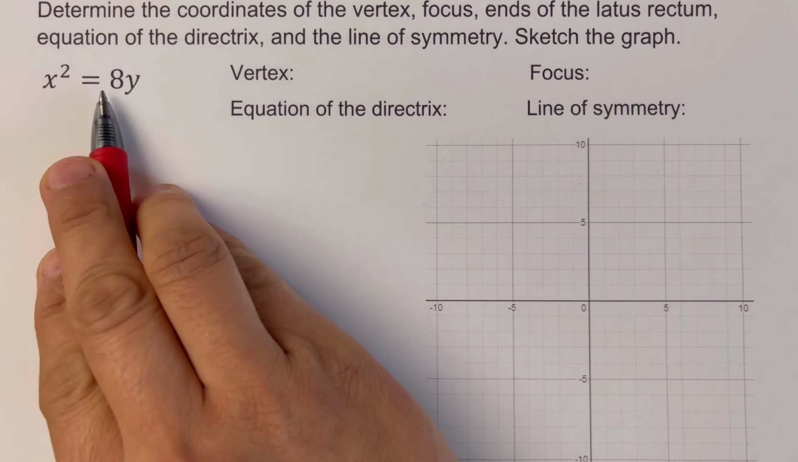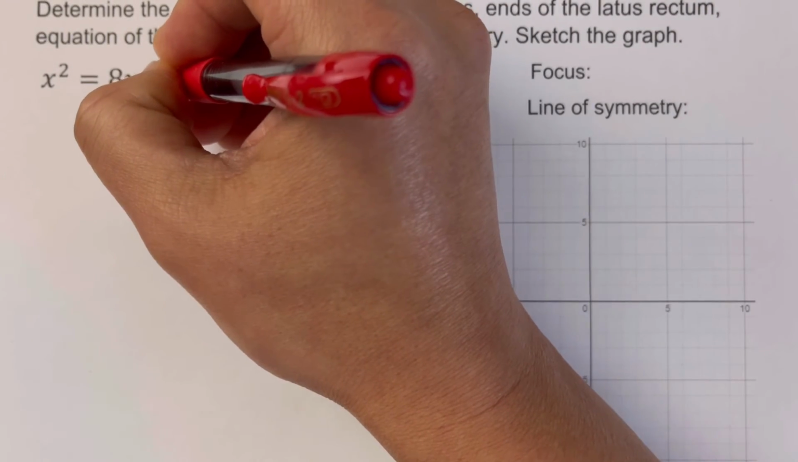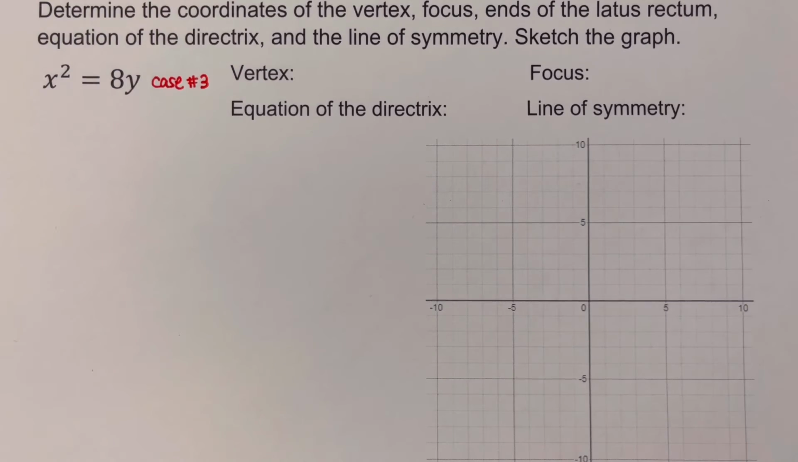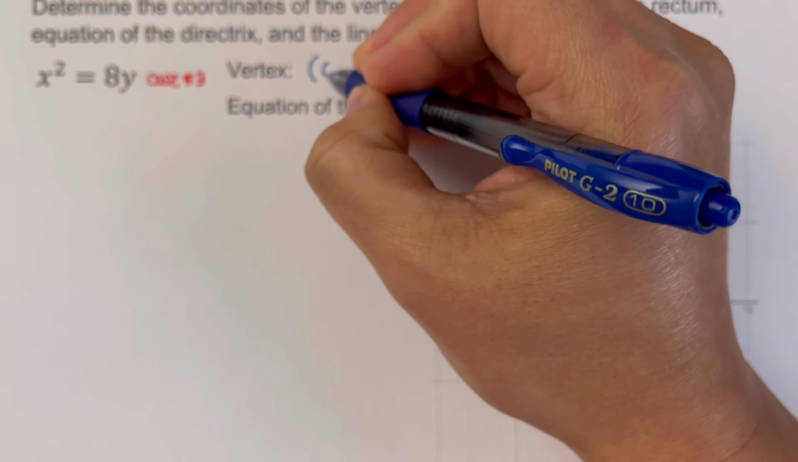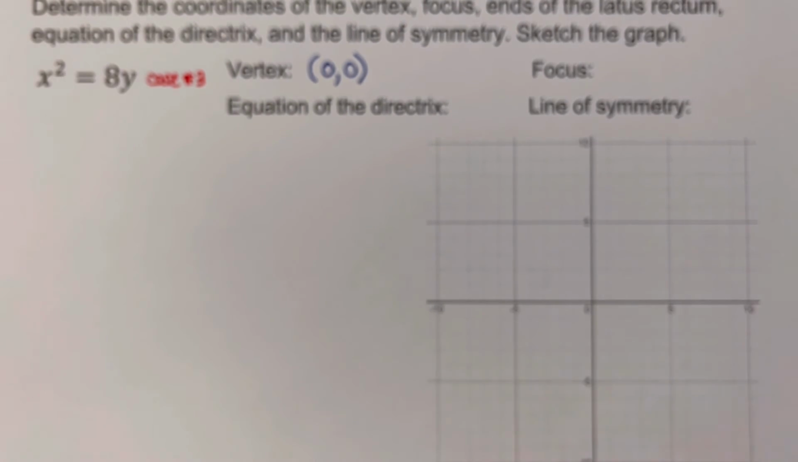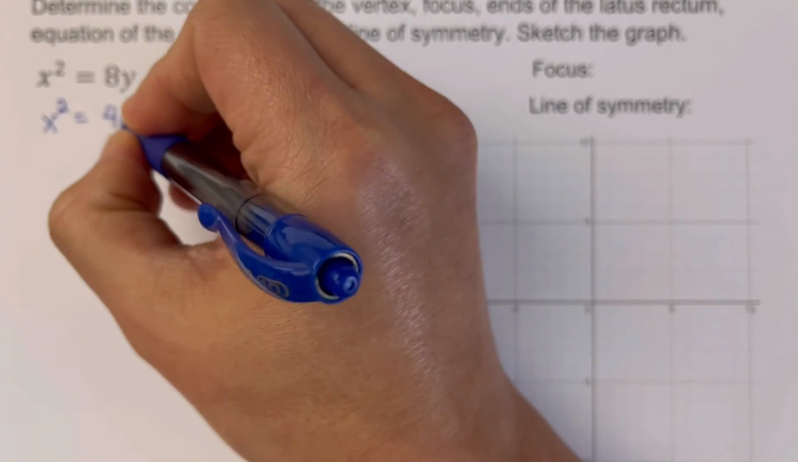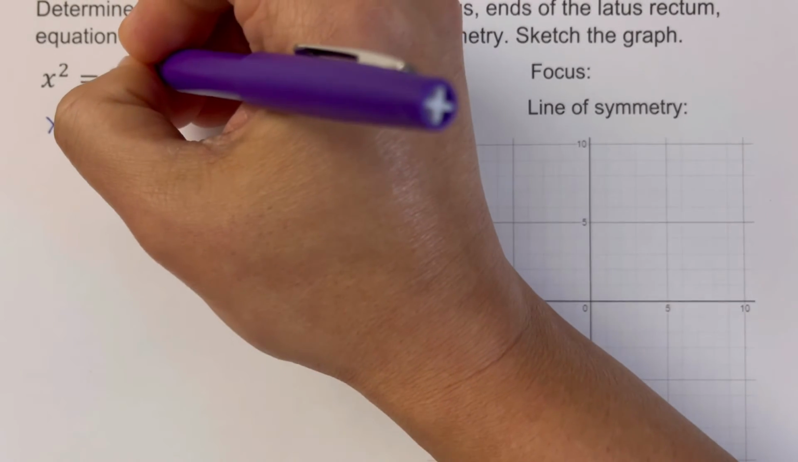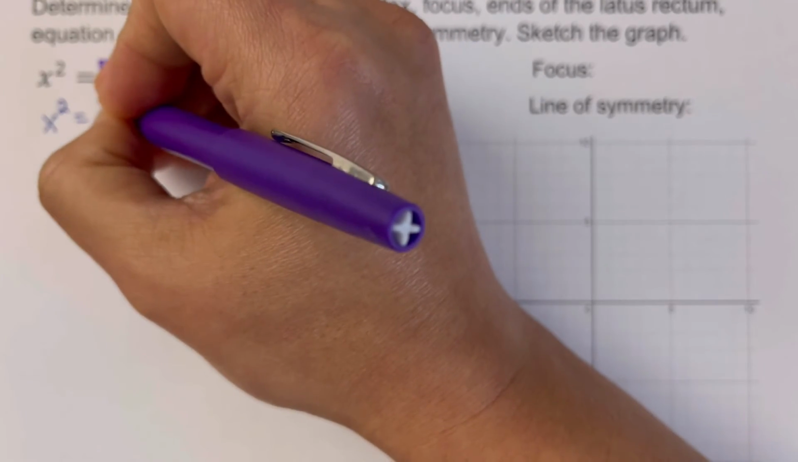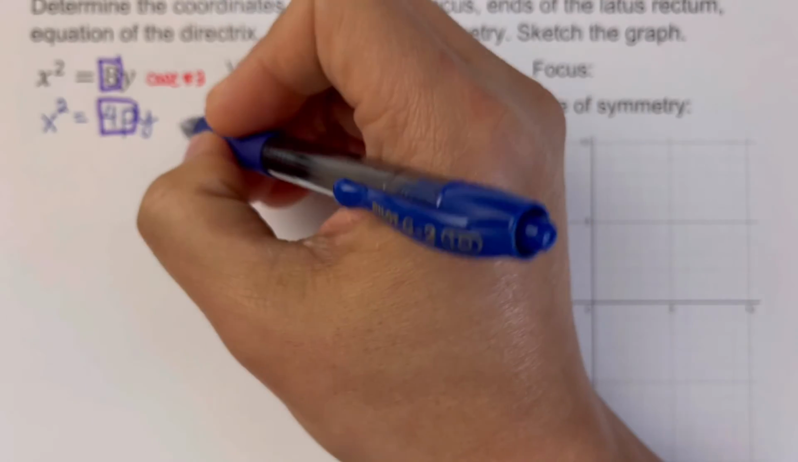In this equation, we can tell that this is case 3 since the coefficient is positive. So I'm just going to go ahead and label that down here. And then from here, we can determine the vertex. We remember that if we're given this type of equation, our vertex will always be at the point of origin, 0, 0. So then since this is case number 3, the general equation for case number 3 is x squared equals 4py. And we remember that this coefficient 8 represents our 4p. So that we can go ahead and solve for p from there. I'm just going to go ahead and show the work down here.